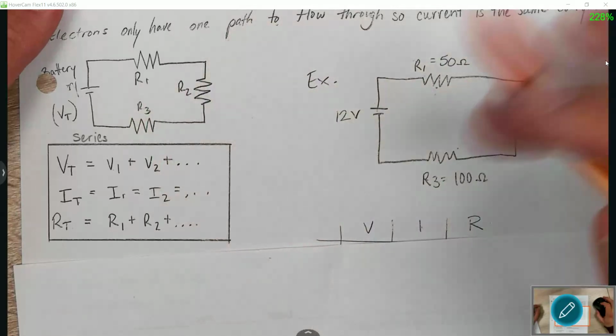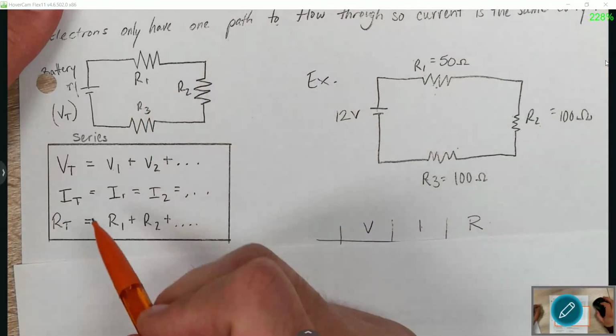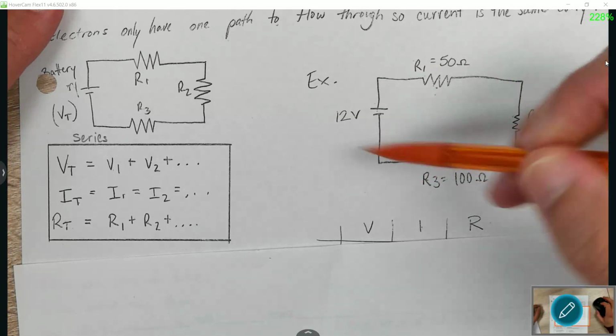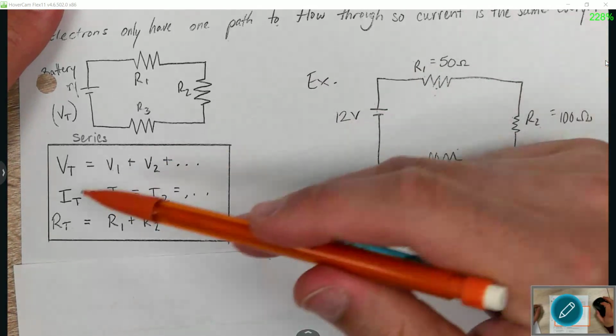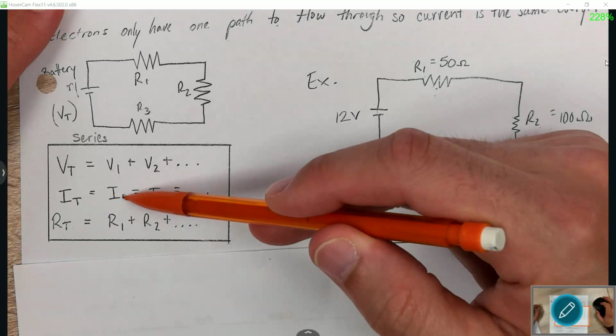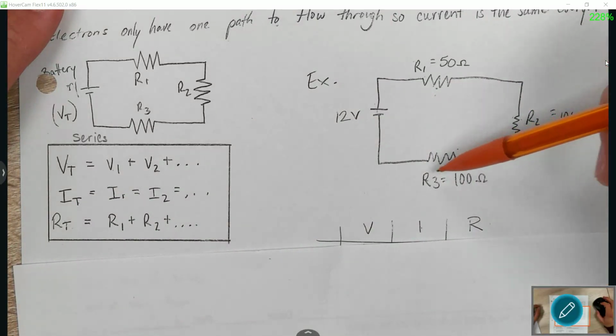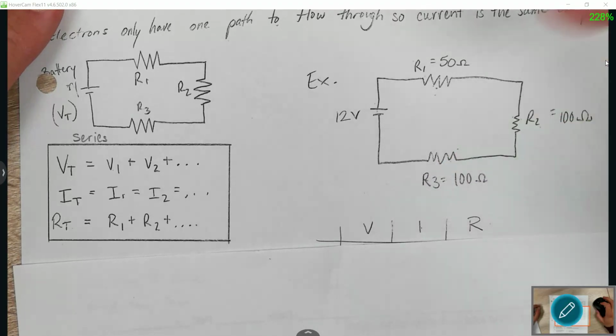V4 we go with R4 if there's that many. Now, the current. The electrons only have one path to take, so the current is the same everywhere. So the total current is equal to the current going through the first resistor, the second resistor, and the third, etc., because it's the same amount of electrons going through each point.